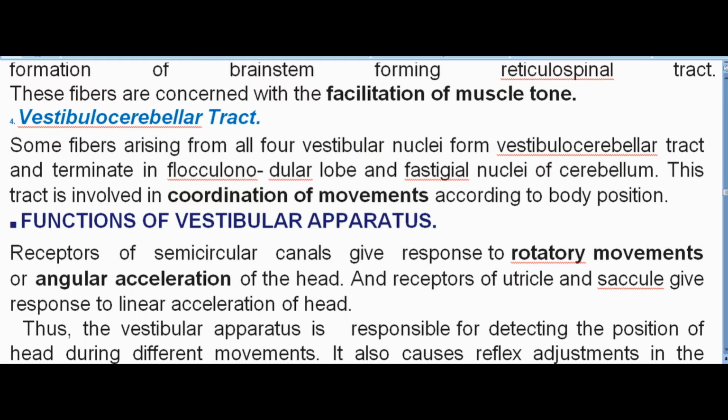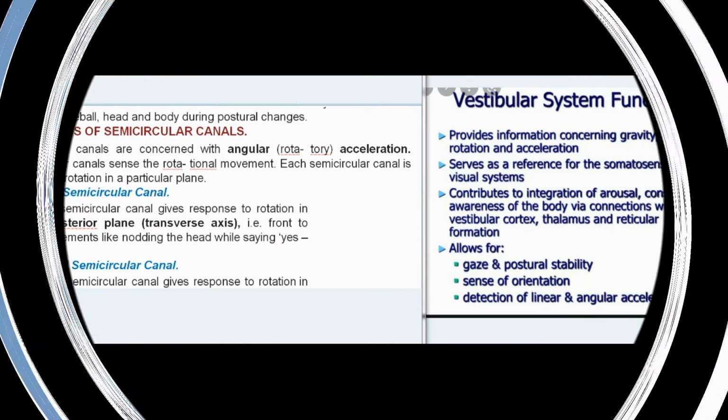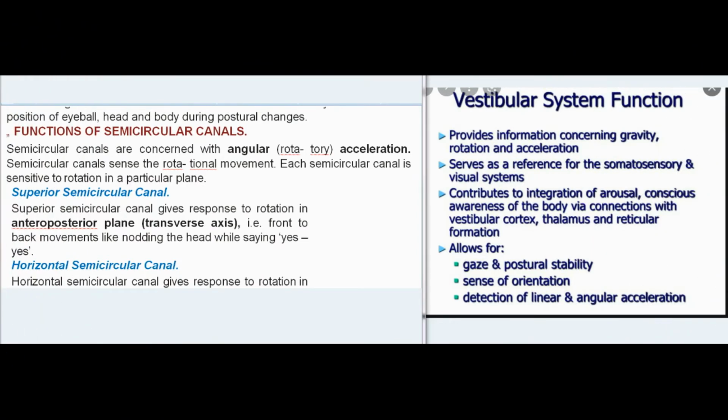Functions of vestibular apparatus. Receptors of semicircular canals respond to rotatory movements or angular acceleration of the head, and receptors of the utricle and saccule respond to linear acceleration of the head. Thus, the vestibular apparatus is responsible for detecting the position of the head during different movements. It also causes reflex adjustments in the position of the eyeball, head, and body during postural changes.